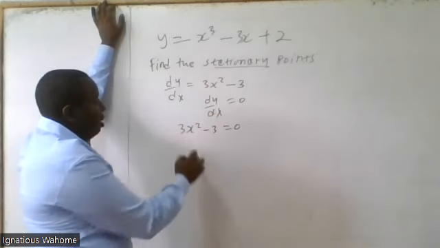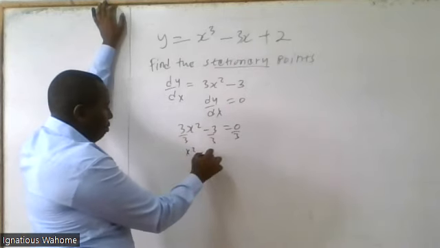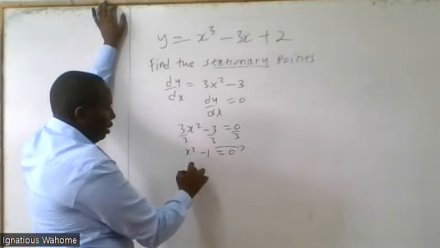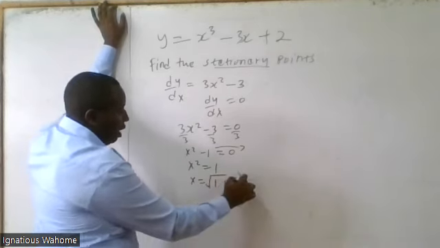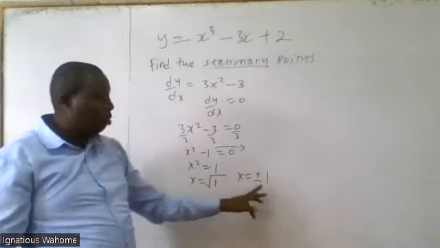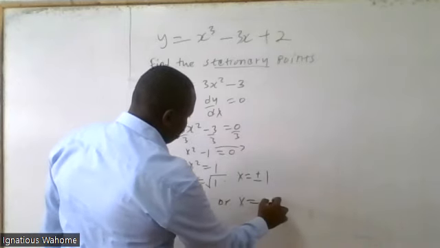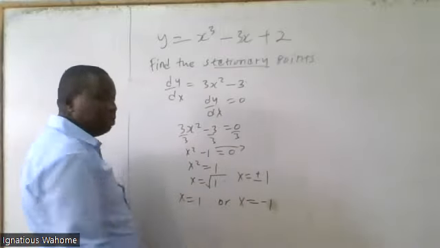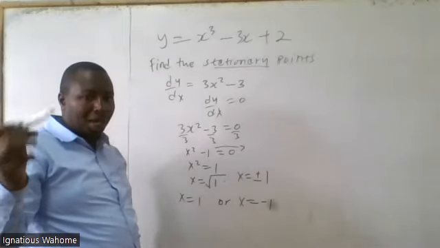You can divide by 3, so x squared minus 1 equals 0. Taking the 1 to the other side, you get x squared equals 1. Then x is the square root of 1, and the square root is always plus or minus. So the value of x is plus or minus 1. One value of x is 1, and the other is x equals minus 1.